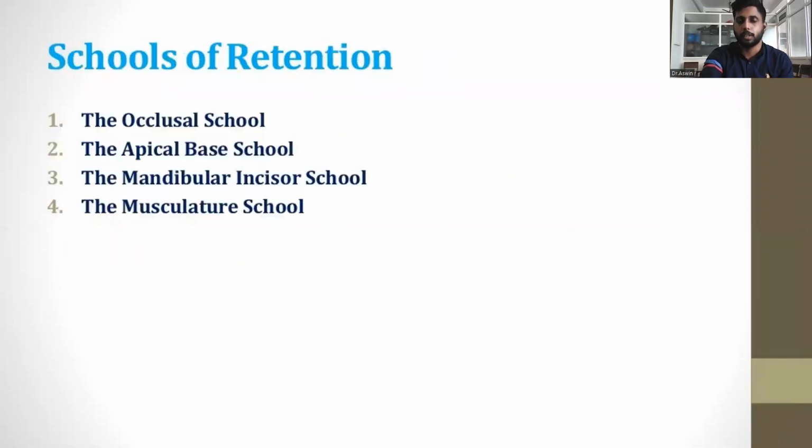So coming to the schools of retention, mainly there are 4 schools of retention. First one is the occlusal school. Next is apical basal school. Third one is mandibular incisor school. Fourth one is musculature school.